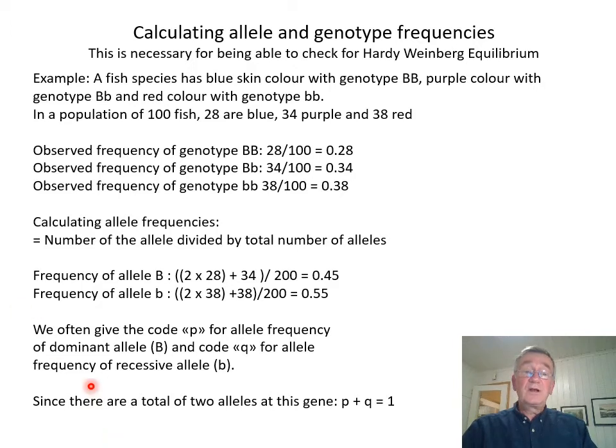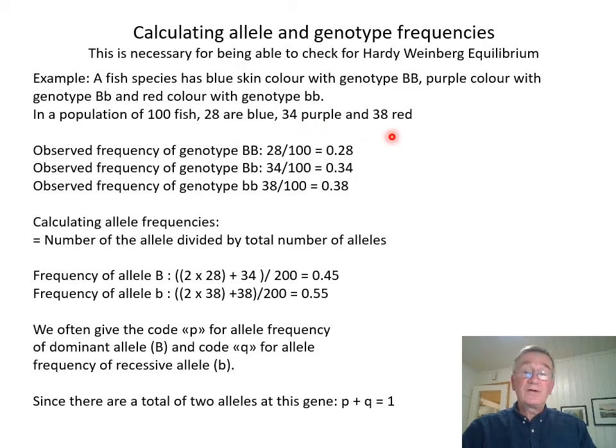This is an example where we are looking into a fish species which might have different color in their skin, and what is deciding this skin color is their genotype, a specific gene called B. If it is homozygous capital B, it will have blue skin. If it is heterozygous, it will have purple color, and if it has homozygous small b, it will have a red color. And we're looking into a population of 100 fish. 28 of these are blue, 34 are purple, and 38 are red.